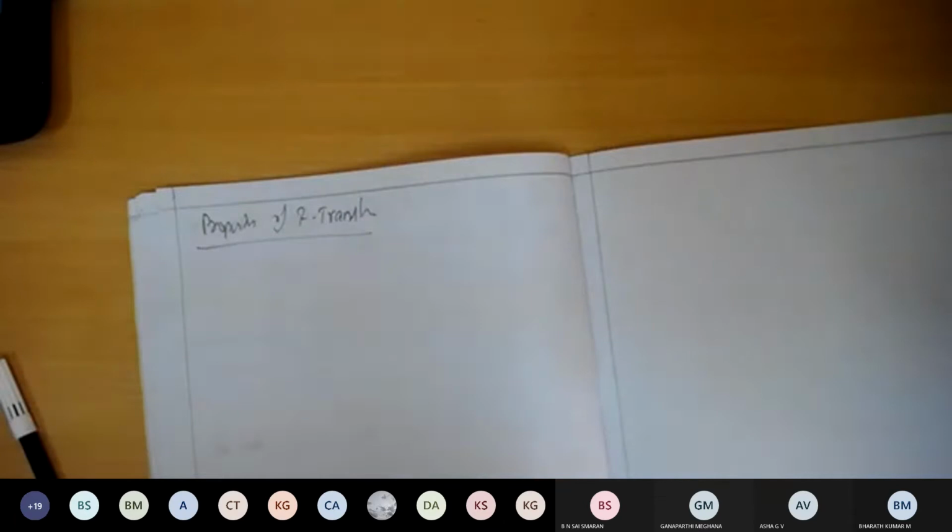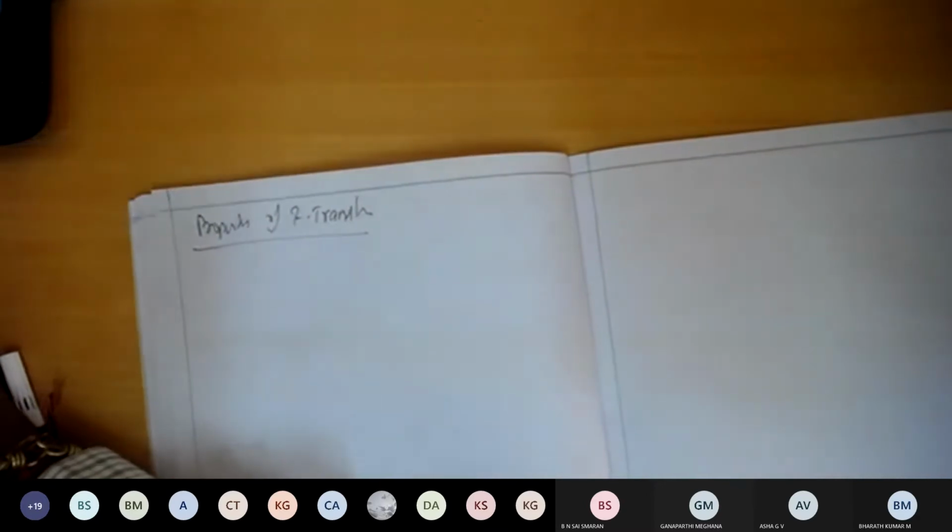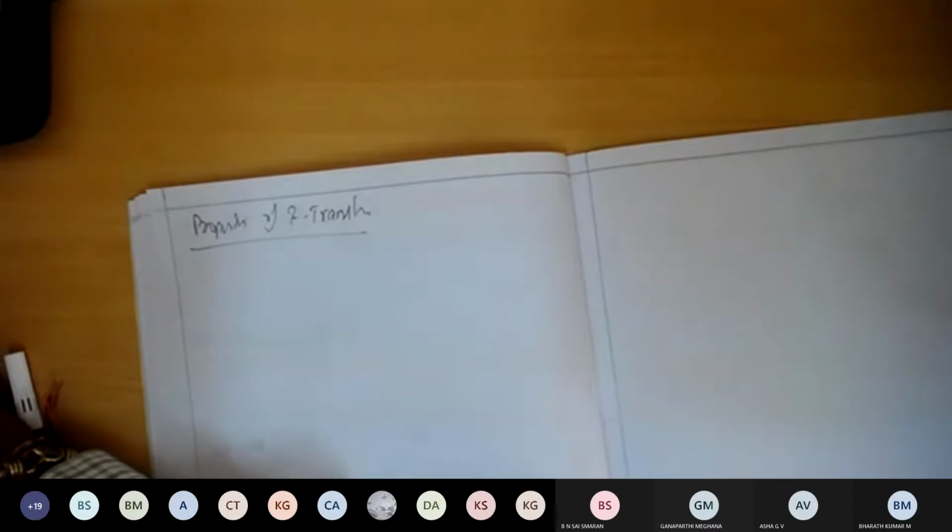So we'll consider the properties of the Z transform. Take the first property. Any doubts in the ROC, the region of convergence? Any doubts? No doubts.